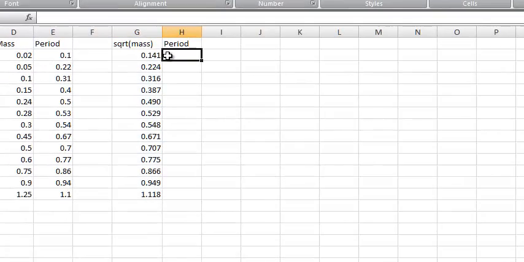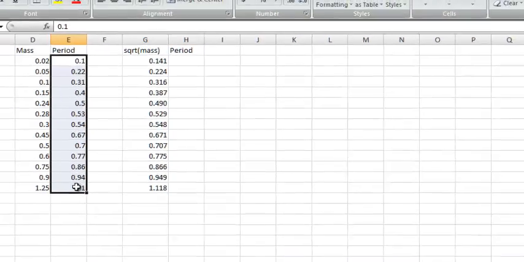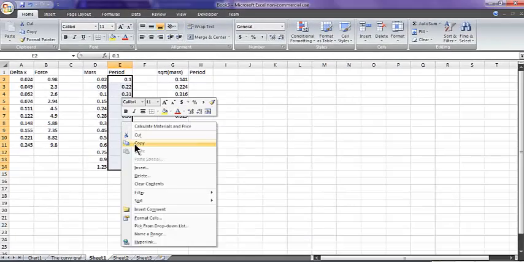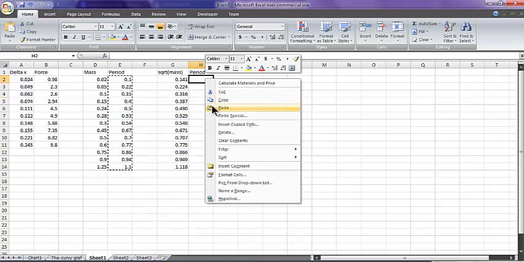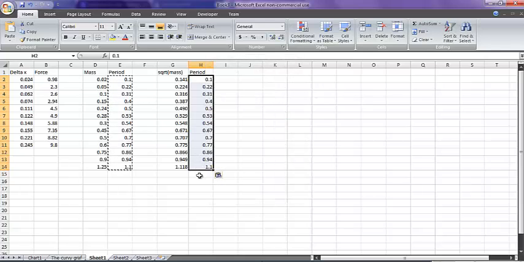Now, for period, I could hit equal to say it's going to be a formula, and then just click here. If I hit enter, it copies it right over. And then I could do it for the entire column, but I'm going to do it a slightly different way. All I really have to do is highlight this, right-click, copy, and then click in the very top cell, right-click, paste. So now I have data that is square root of my mass and period.